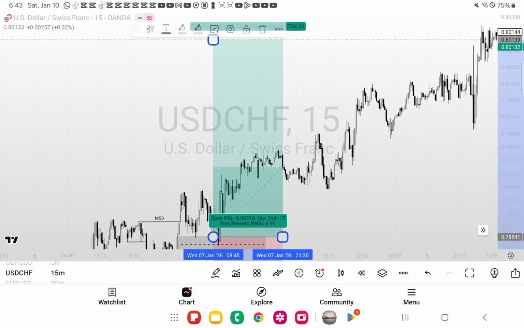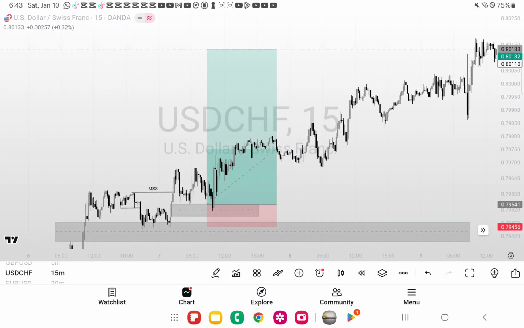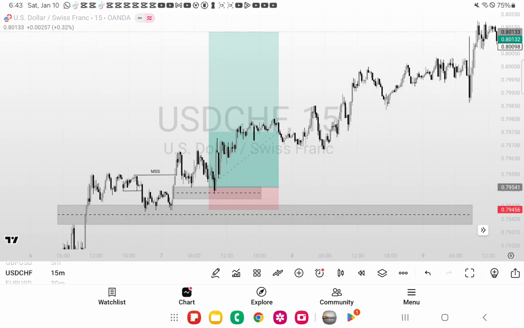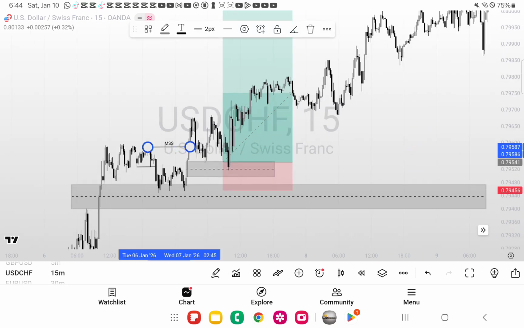And target the next high. As you can see, that's a clean move. So once price taps into your fair value gap in the higher time frame, maybe the 4-hour time frame, you scale down to your 15-minute time frame and look for your reversal. This is a reversal from here.